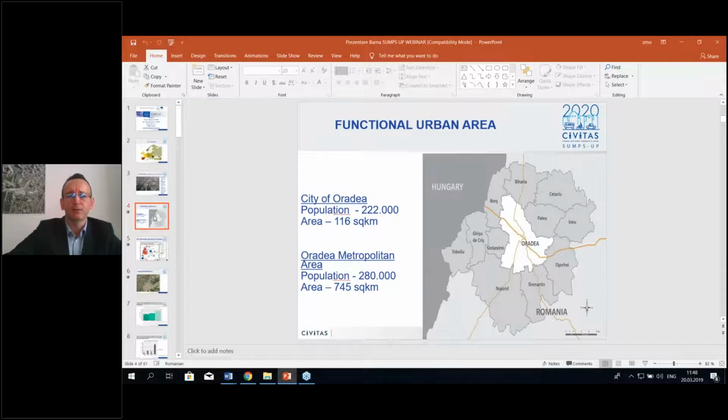We are talking also about the functional urban area, the Oradea metropolitan area, which is the first organized metropolitan area in Romania. It was founded in 2005 and encompasses the city of Oradea and another 11 surrounding municipalities working around the Global Development Territorial Project.